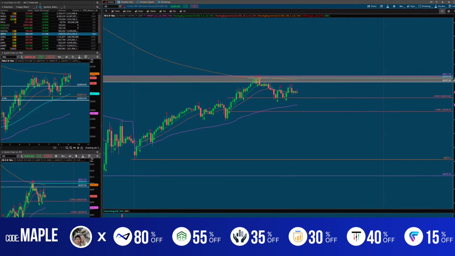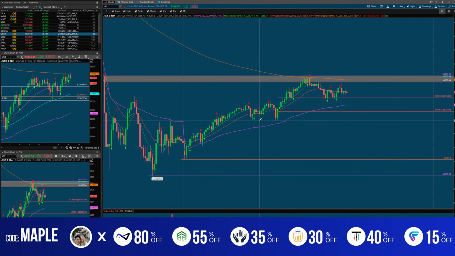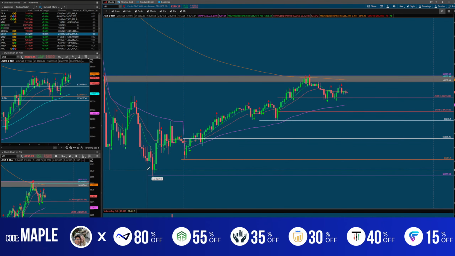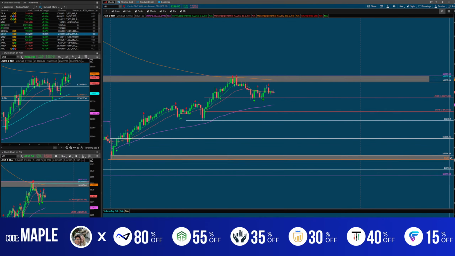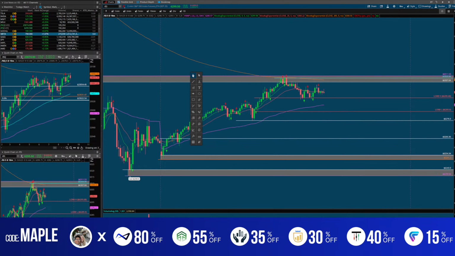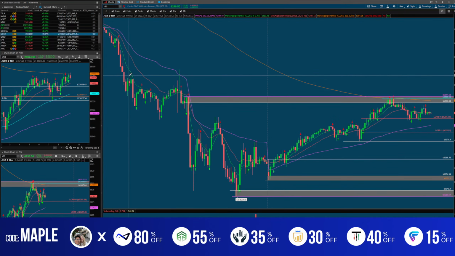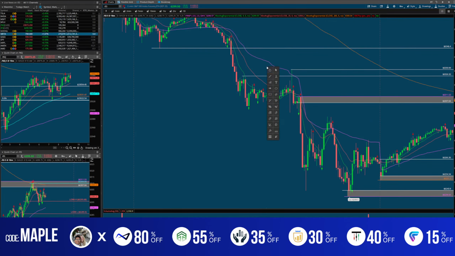What's PLTR doing? Open, break base, push up. Previous day low demand, session low demand. Levels above, pivot, pivot, pivot.